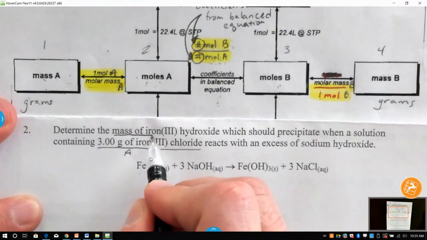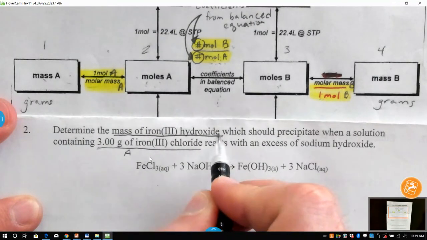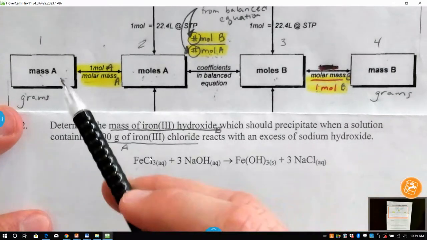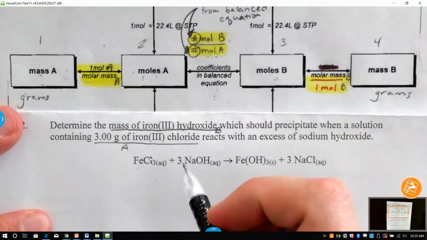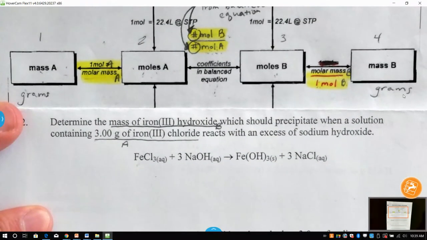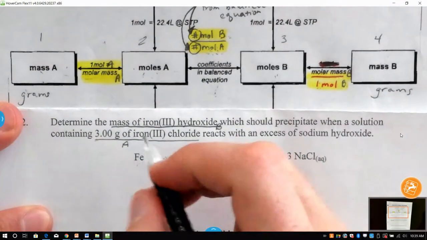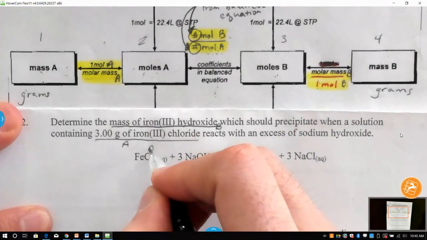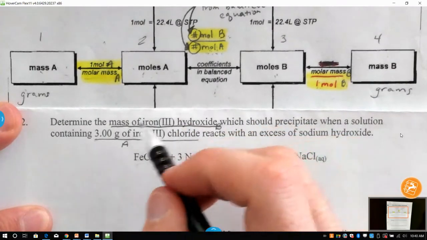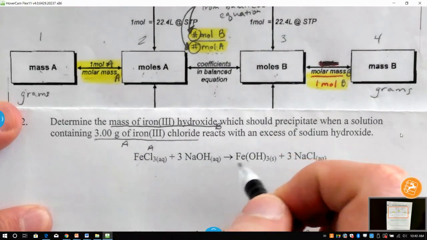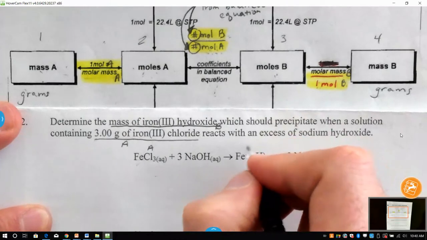So we're looking at mass of iron 3 hydroxide, and I label that as B. All right, because we're going from one substance to another. Now, I also like to, over the equation, write down who's A and who's B. A was iron 3 chloride, this guy here. So we'll put a little A above it. And substance B was going to be the iron 3 hydroxide, this guy over here. All right.